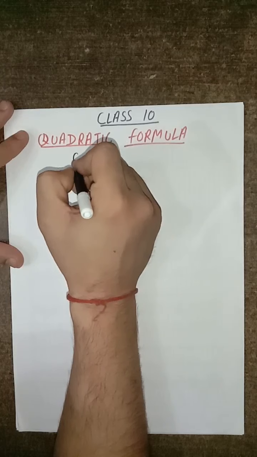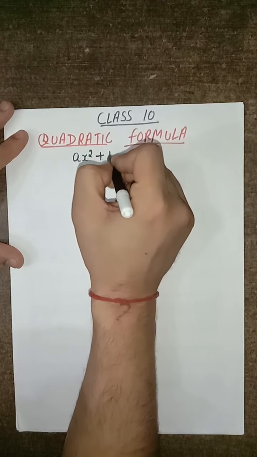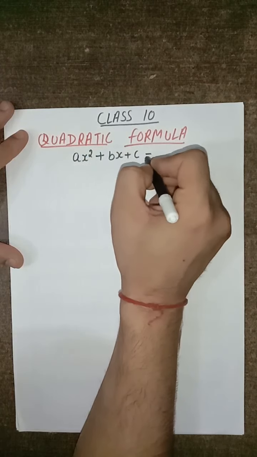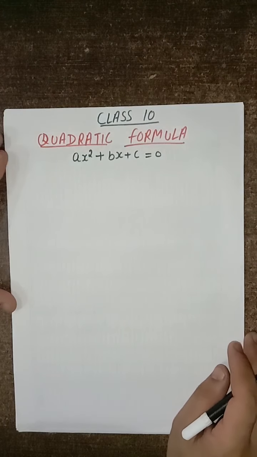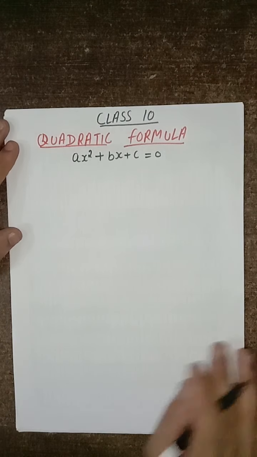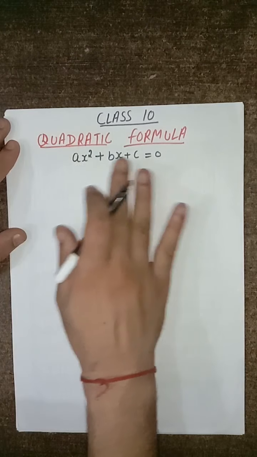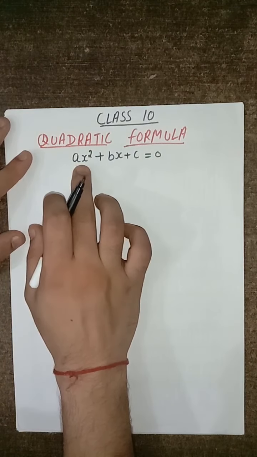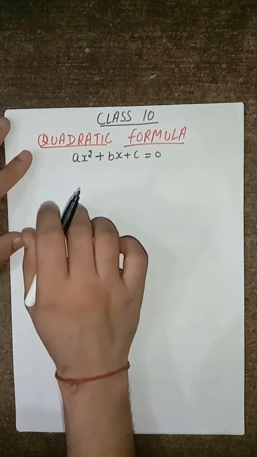If my equation is ax square plus bx plus c equals 0, this is my quadratic equation. According to the completing the square method, first we divide the quadratic equation by the coefficient of x square, that is a. Then it will convert into x square plus b divided by a x plus c divided by a equals 0, by dividing with a.